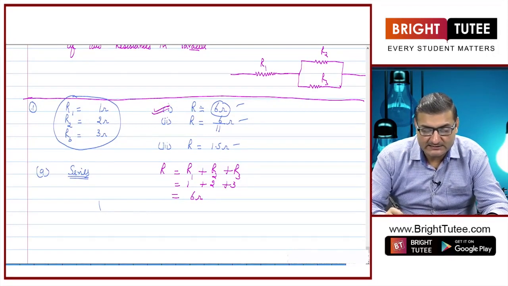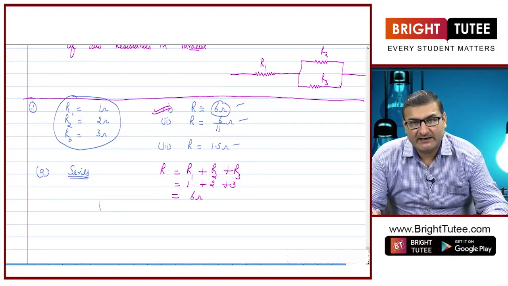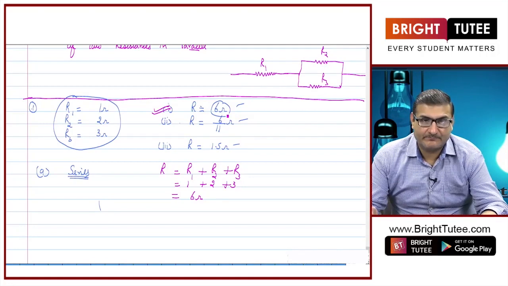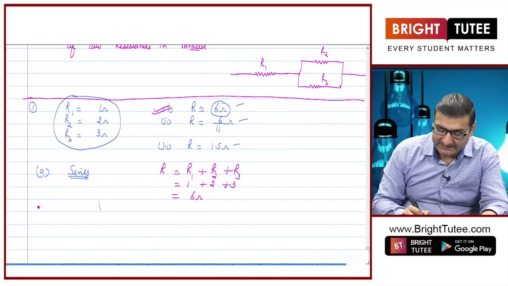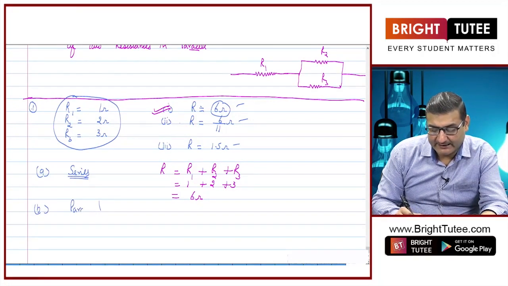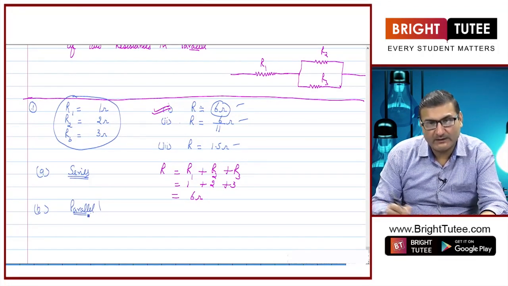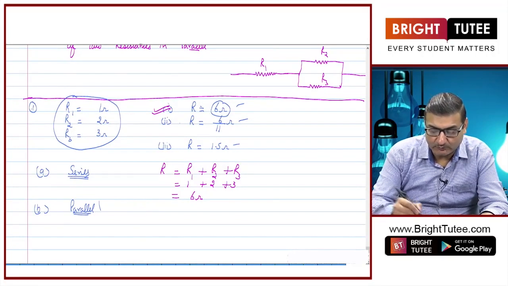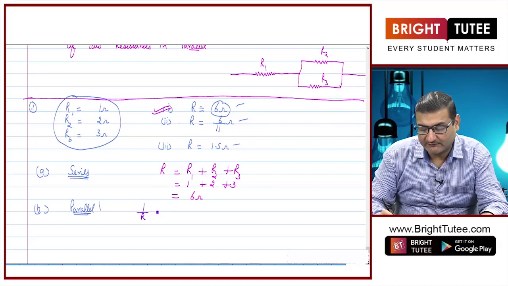So, this is the answer of my first part, that if I want the total resistance to be 6 ohms, then I will connect them in series. Got it? Now, let us take the second option. If I connect them in parallel, what do I get? In parallel, I know that the total resistance is calculated by the formula 1 upon R is equal to 1 upon R1 plus 1 upon R2 plus 1 upon R3.